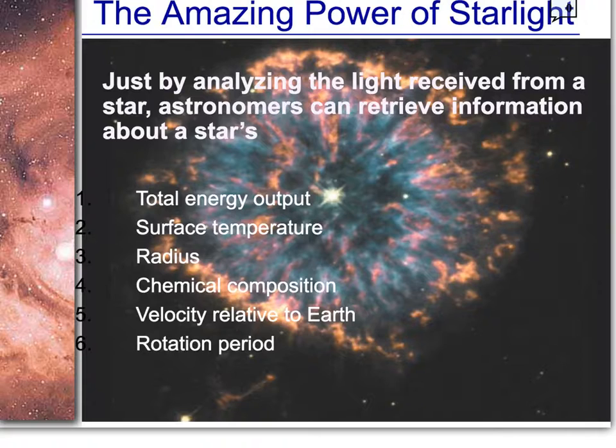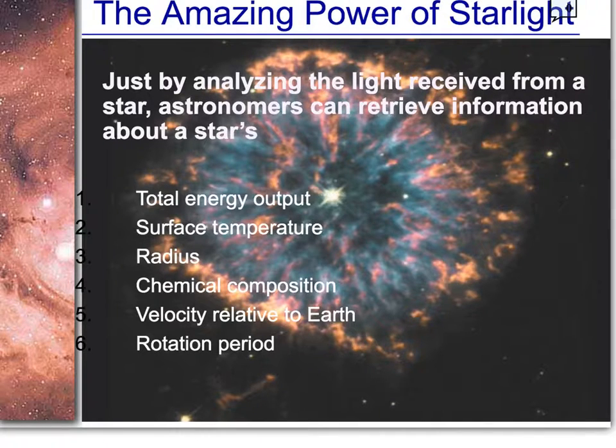Just as you have already done in your lab, we can tell just by looking at the incoming starlight that we can analyze, the total energy output of the star, the temperature, the size, the chemical composition, how close in proximity it is to Earth, and its rotation. From all of those different things, we can determine the life cycle of the star. We can determine what its fate is going to be.